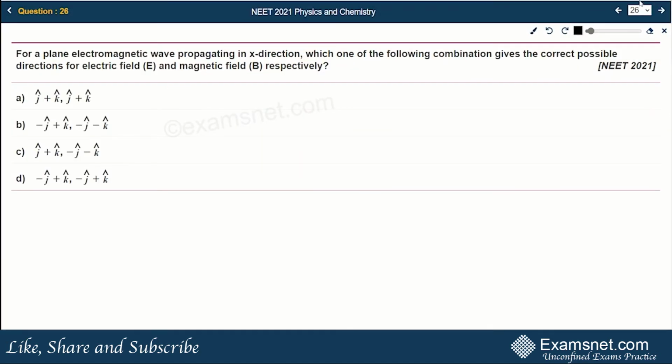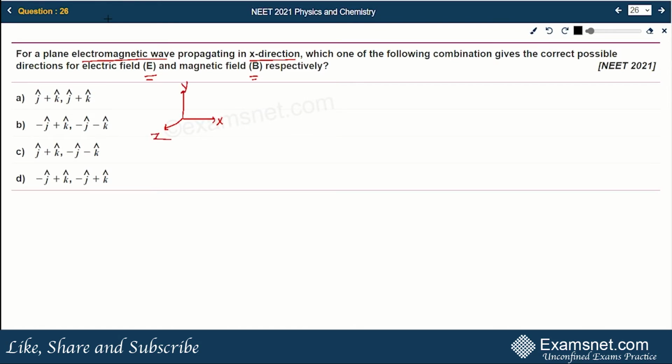Okay, so question number 26 is from the chapter Moving Charges and Magnetism, and the question is, for a plane electromagnetic wave propagating in x direction, which one of the following combination gives the correct possible directions for electric field and magnetic field respectively? Okay, so we know that three directions are there. First one is your x direction, second one is your y direction, and the third one is z direction.